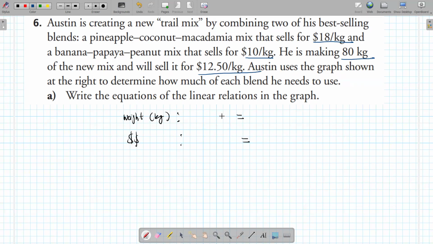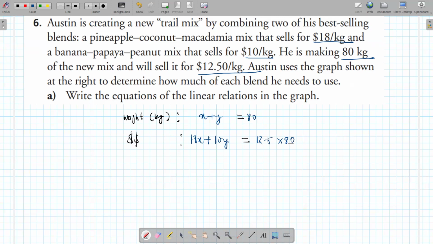X plus Y equals 80. What's the other one? 18x plus 10y equals 12.5 times 80. Right. So there we go.